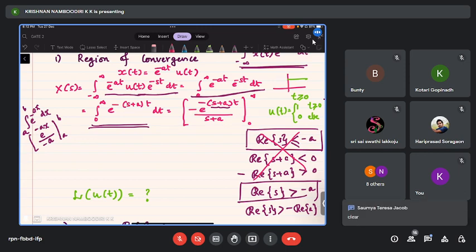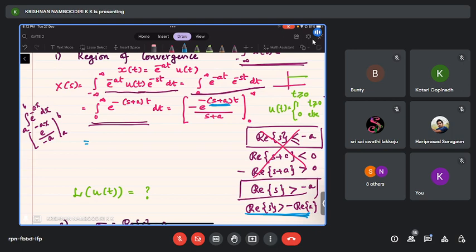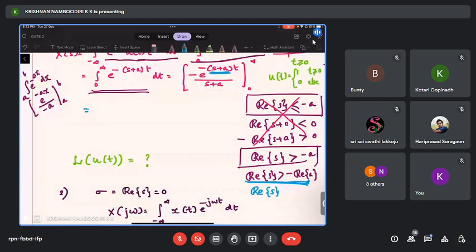Okay, clear. Now assume that the real part of s is greater than minus the real part of a. Assume that this condition is valid. Then we can see that the real part of s plus a will be clearly greater than 0, correct? Because the real part of s is greater than minus the real part of a, which means the real part of s plus the real part of a, or in other words, the real part of s plus a, is greater than 0.